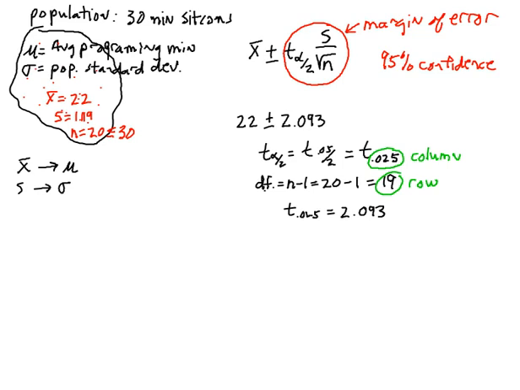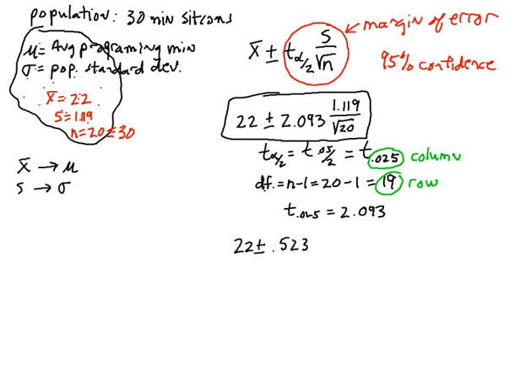The sample standard deviation is 1.119, and the sample size is 20. So I'm going to divide that by the square root of 20. So I pretty much put everything into my confidence interval. And let's just carry that another step here. I got 22 plus or minus, my margin of error is 0.5237. I want to stop there just for a second.